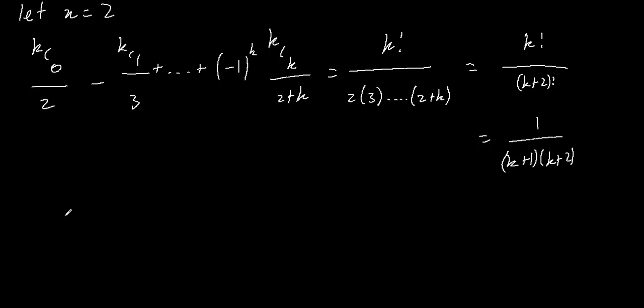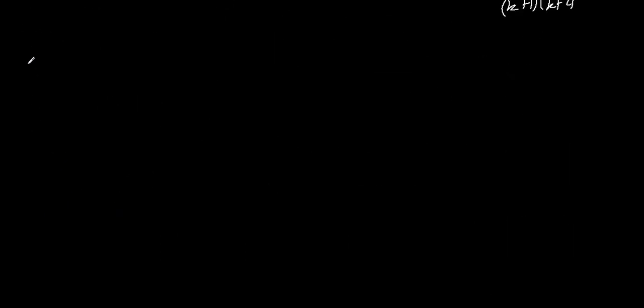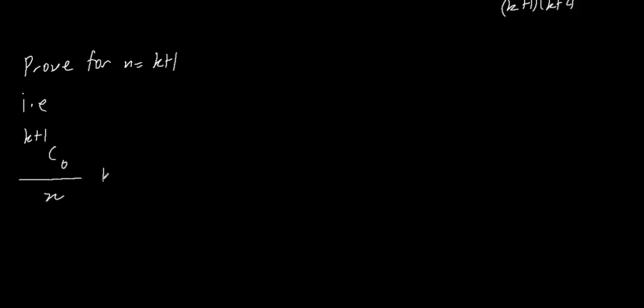Next up. So now this is my assumption. This is my extension of my assumption. Not very hard. Now the third part that we're trying to get at is to prove for n is equal to k plus 1. So what this means is (k+1)C0 over x plus (k+1)C1 over x plus 1, and you get the gist, plus minus 1. I'm going to take the second last term, which is the (k+1)Ck.